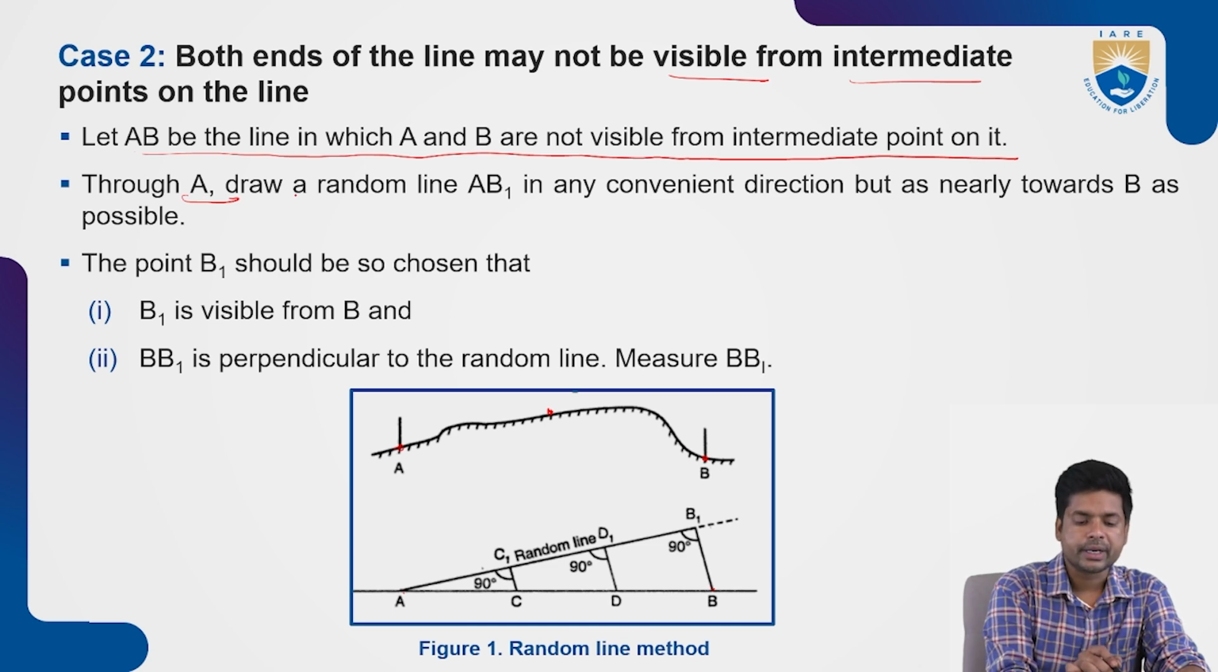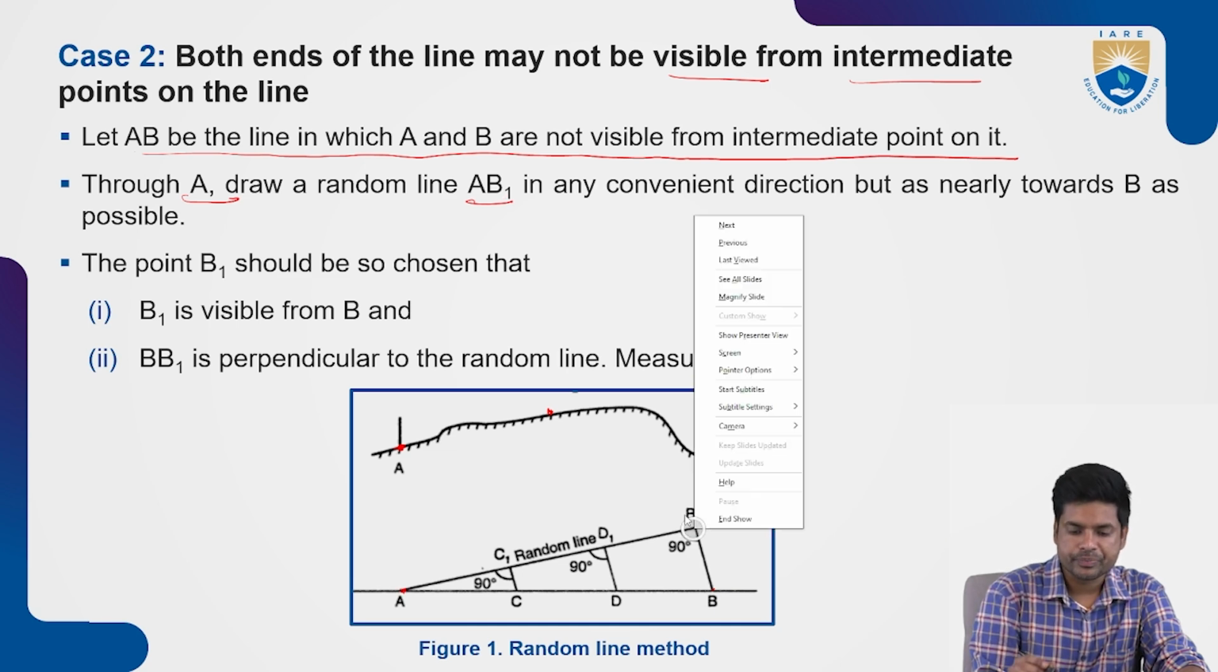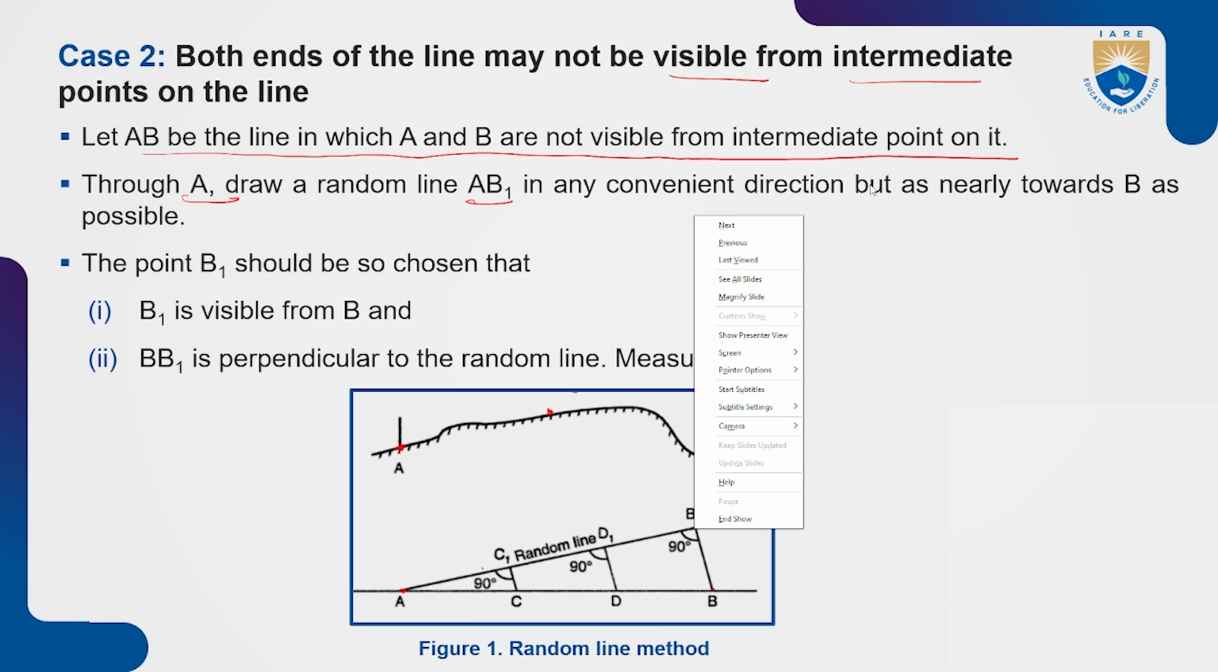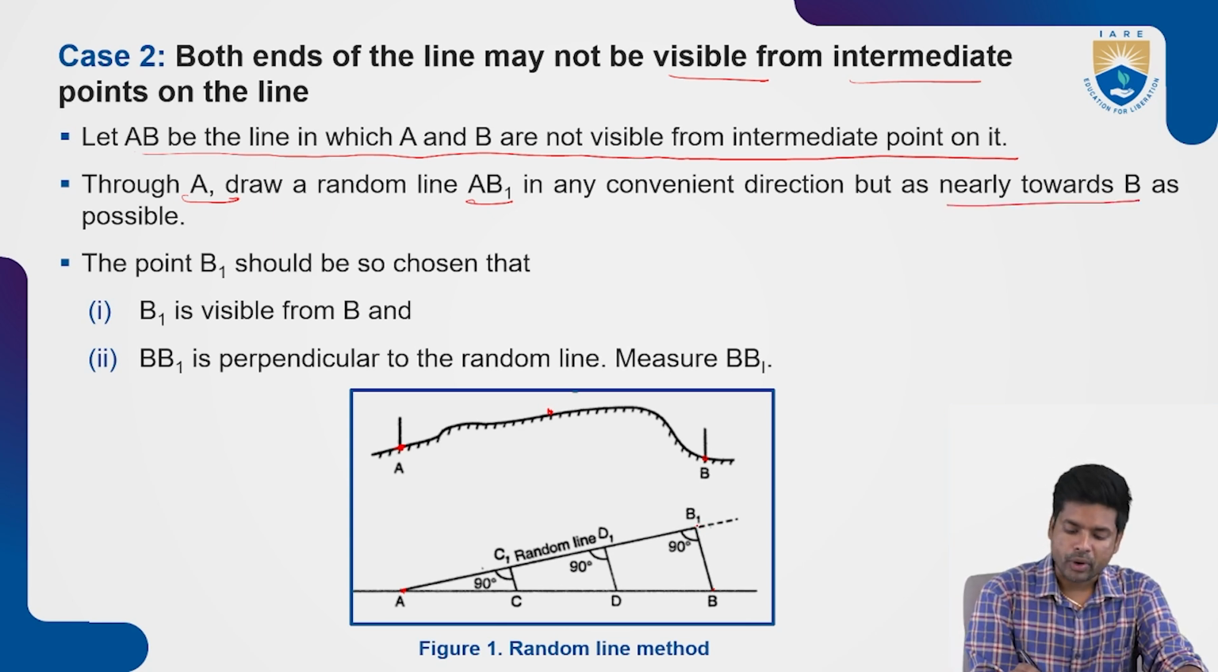Now through A, draw a random line. From this particular point A, you just draw one random line like this. This is AB1, where this is point A and this is point B1, in any convenient direction. The direction is not fixed, but it should be as nearly towards B as possible. The point B1 should be as near to the point B as possible. So from A we are going to draw one line which is very near to the point B. You can take any one of the directions.